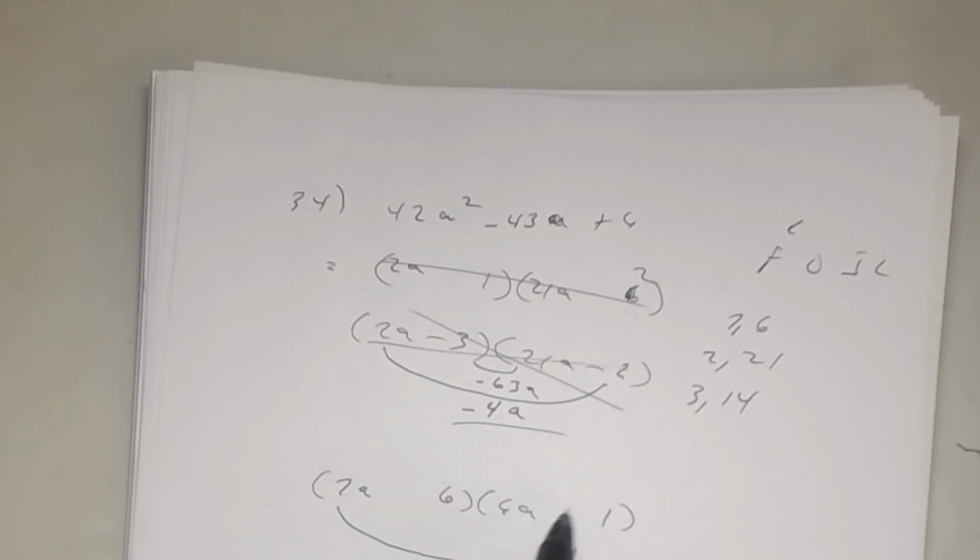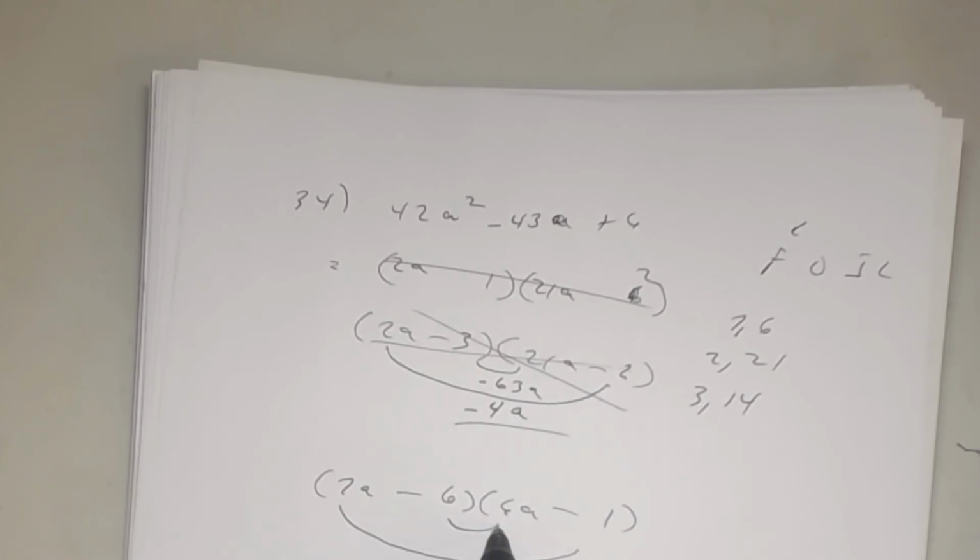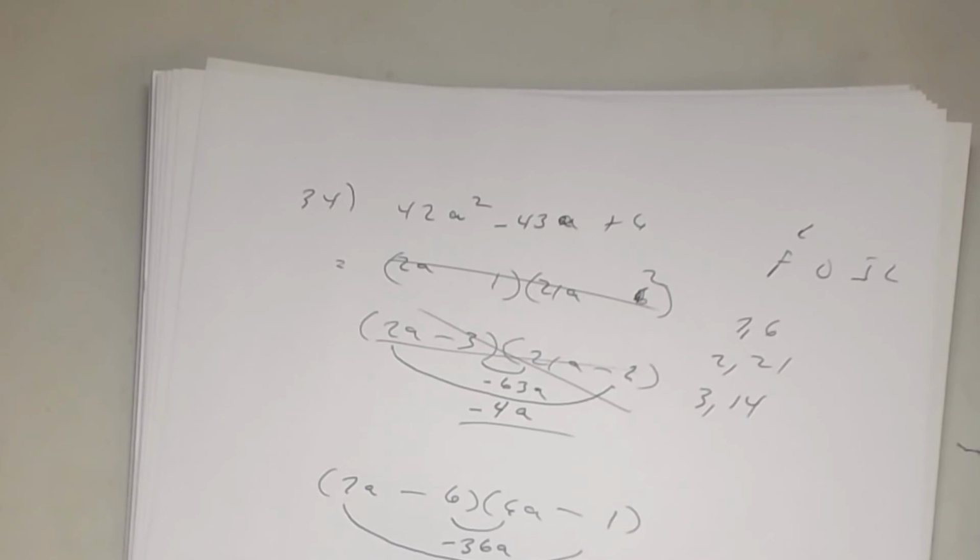Outer? Oh, the last signs are both going to be negative. What's the outer? Negative. What's the inner? Negative 36a. When I add them up, do I get a negative 43? Yep, so 6 and 1 did work. 3 and 2 would not have worked.